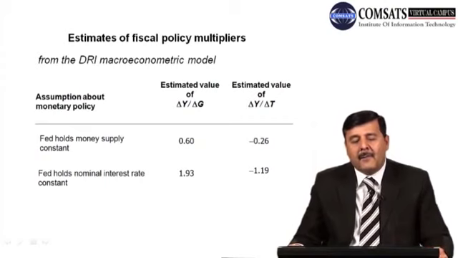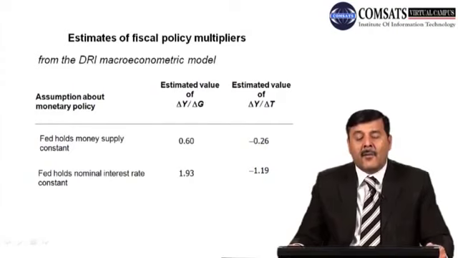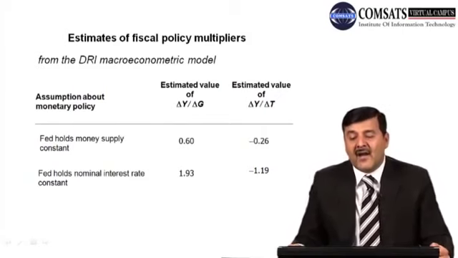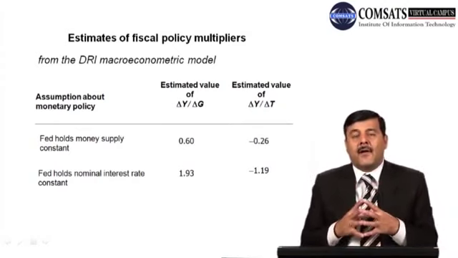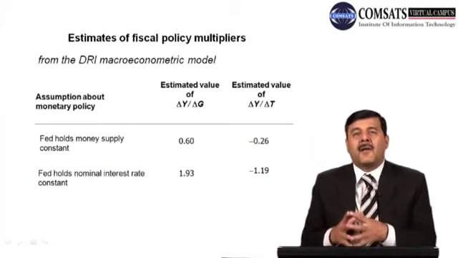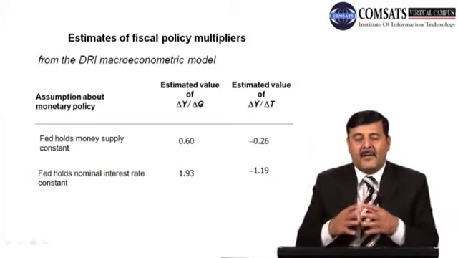Now just to give you an example, this is basically the DRI macroeconomic model. This was estimated by policymakers, and we have the result in front of us. Assumption about monetary policy: the Fed holds money supply constant. When the Fed holds the nominal interest rate constant, we have estimated values of delta Y over delta G and delta Y over delta T. So we have the estimated effect of government purchases on income and the estimated effect of a tax cut on income, right?